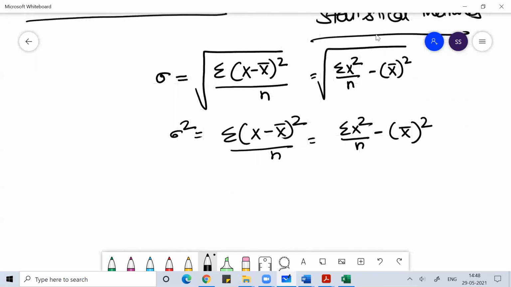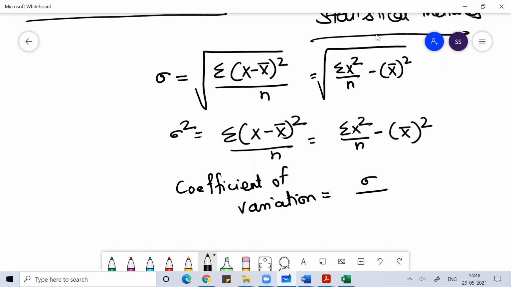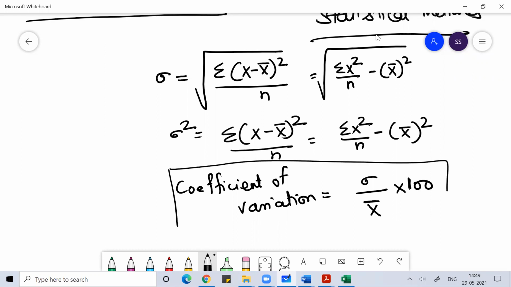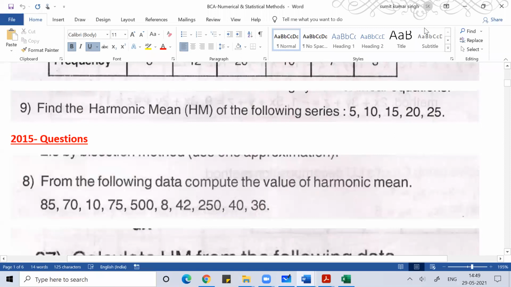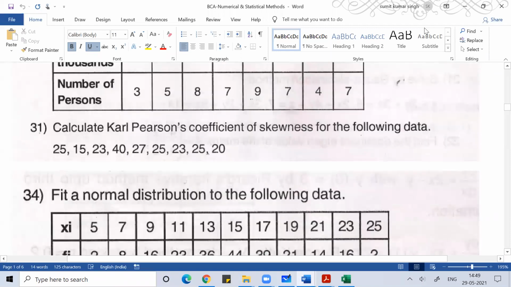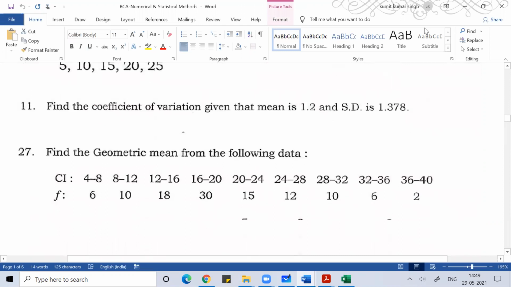So variance, standard deviation. Then we discussed something called coefficient of variation. Every year more or less you'll get a 2 marks question on coefficient of variation. The coefficient of variation formula is standard deviation by mean into 100. This is called coefficient of variation. So remember this: standard deviation by mean into 100. Imagine if you get some kind of question like this.